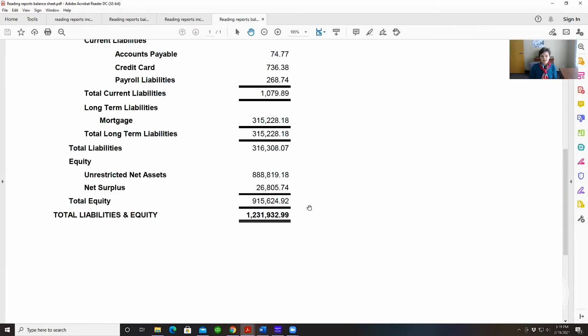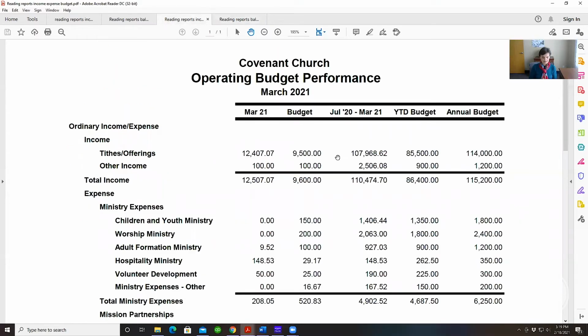A note that if equity ever goes negative, that means the church is bankrupt. So this is where they were on March 31st, 2021. How did they get there? Here's an income and expense report. This particular version shows what happened alongside the plan. So you have the actual activity columns for the last month and the fiscal year to date, alongside budget for the last month, budget year to date, and the annual budget.